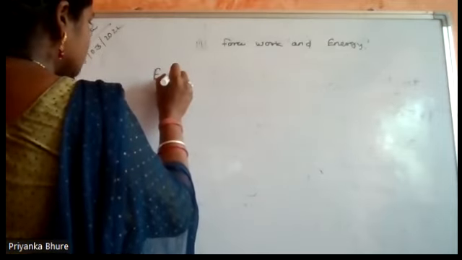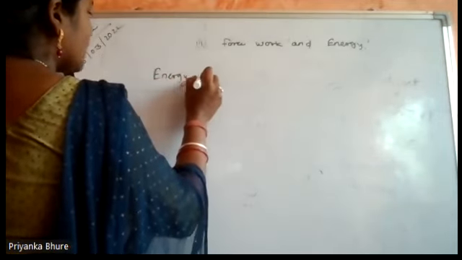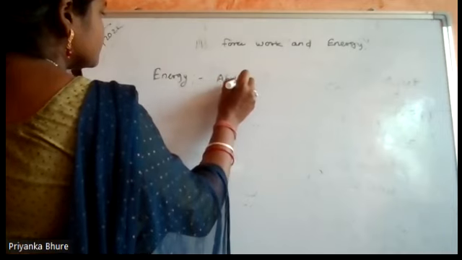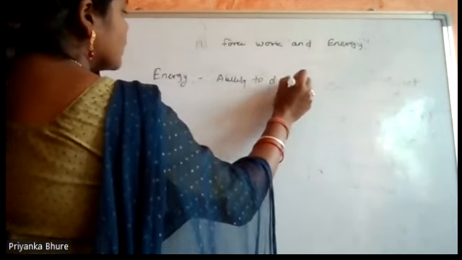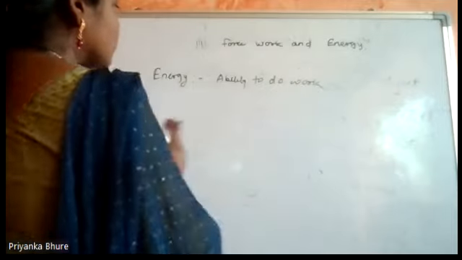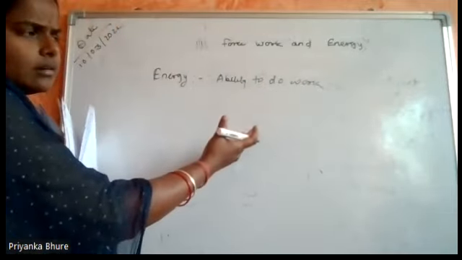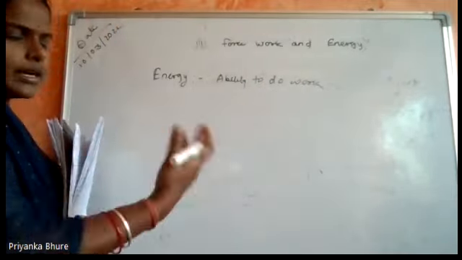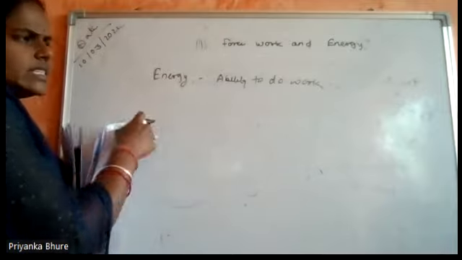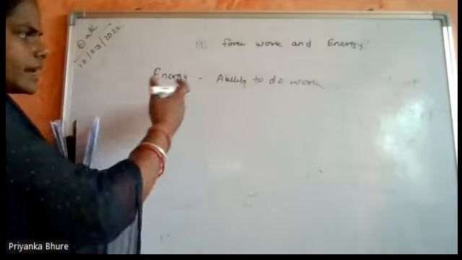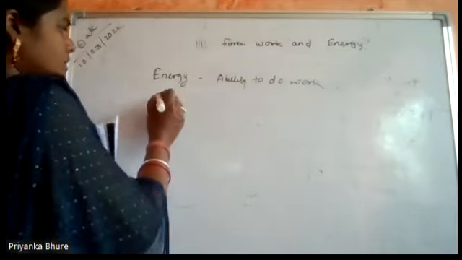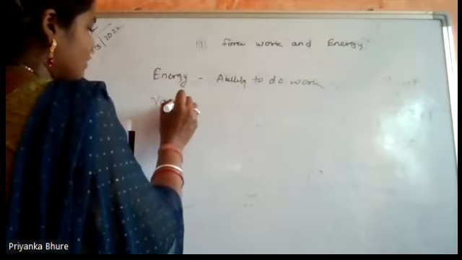So what do you mean by energy first? Ability to do work. That is known as energy. The more the energy, the more work can be done; the less the energy, the less work will be done. They are directly proportional. So here we have various forms of energy.